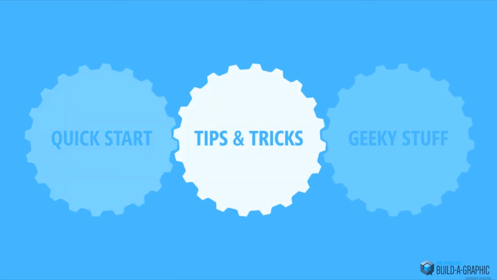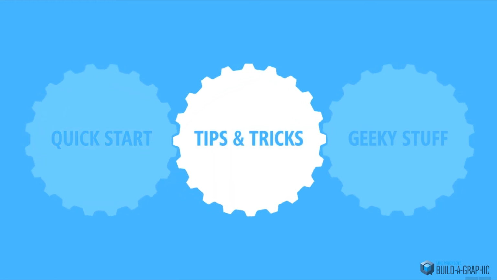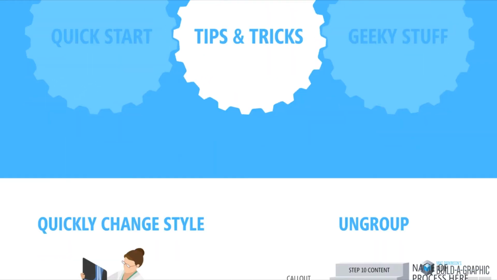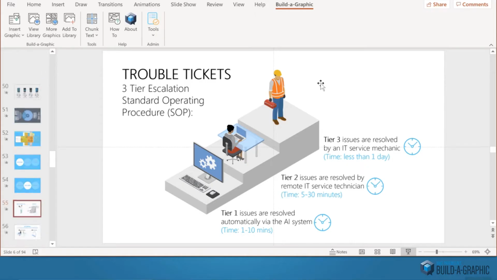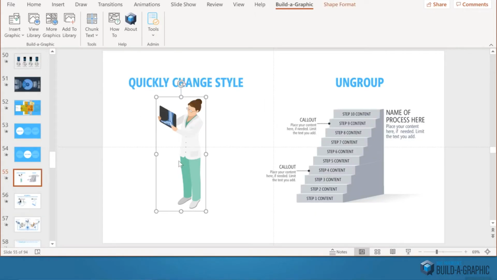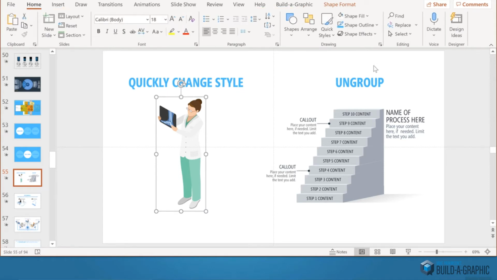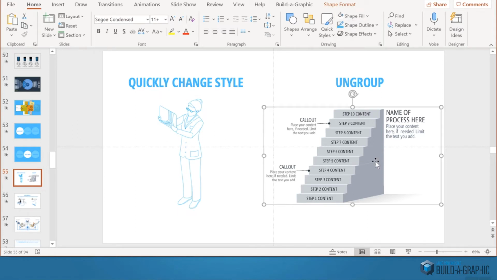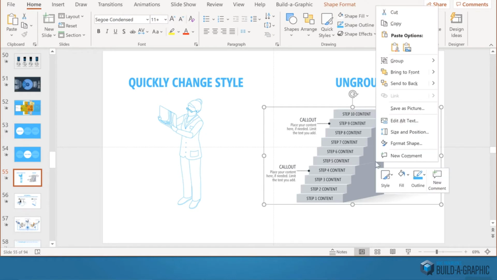Now here are some really cool tips and tricks that you can use in Build a Graphic right this second. You can quickly change styles. What do I mean by that? Well, just like I did with the laptop, let's say I want to give this a blue outline, a white fill. Suddenly I have a very different look and feel. In your graphics, you're able to break them apart to make them uniquely yours.